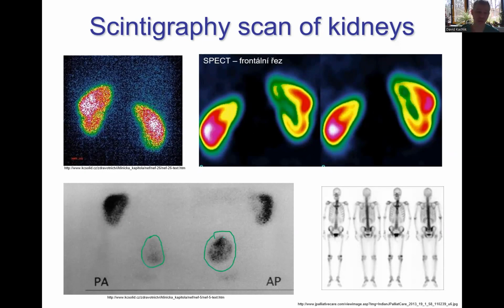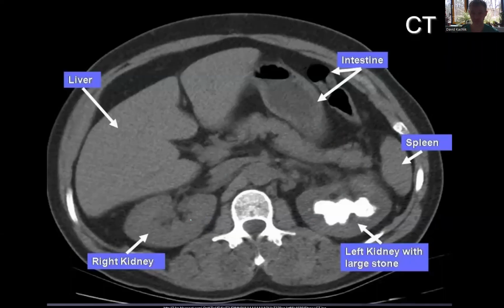Or dystopic kidney means that the kidney developed and did not ascend during the fetal period, and it's still located somewhere caudally, either in the pelvis or in the lower abdominal cavity. But you can nicely see the difference between the locations. Of course, CT shows you nicely the kidney in front of the psoas and quadratus muscles, and behind the liver here, and next to the spleen here, and close to the pancreas.